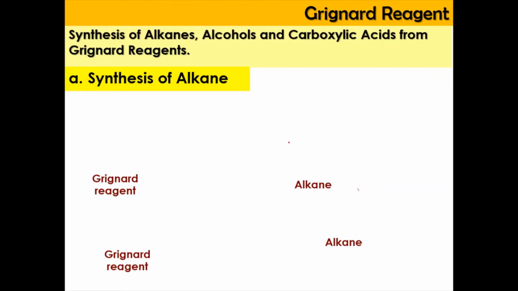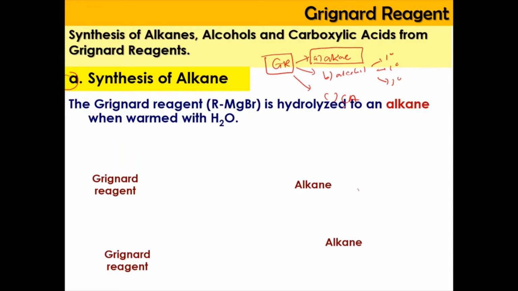Okay, and as mentioned, the Grignard reagent can produce three important things, which are alkane, alcohol, which is primary, secondary, and tertiary, as well as the carboxylic acid. So now we're going to focus on the Grignard reagent in order to produce an alkane, which is A here. Okay, in order to produce an alkane, first we need the Grignard reagent to be hydrolyzed with warm water in order to produce an alkane.